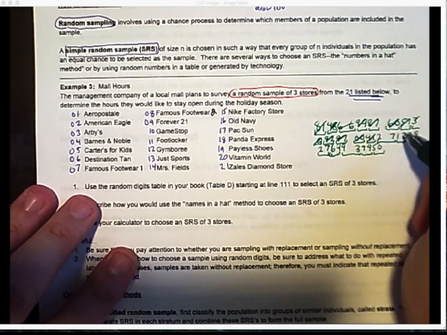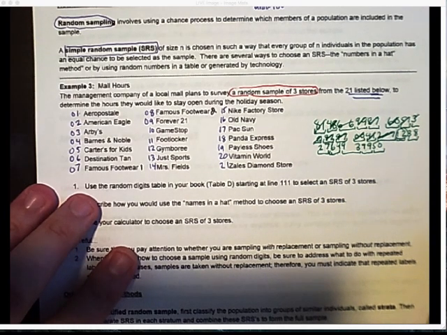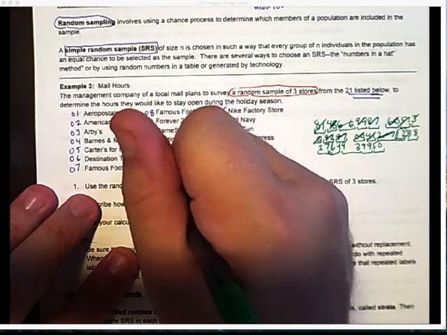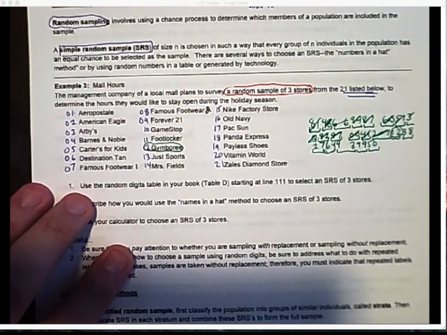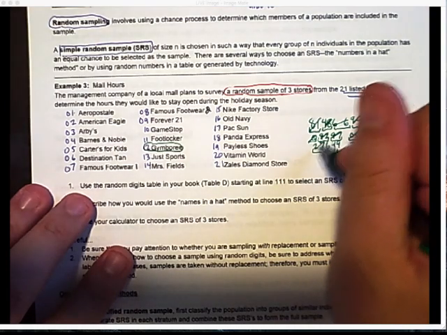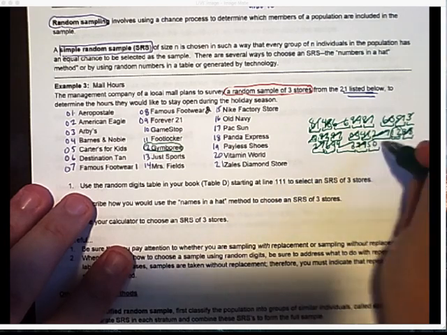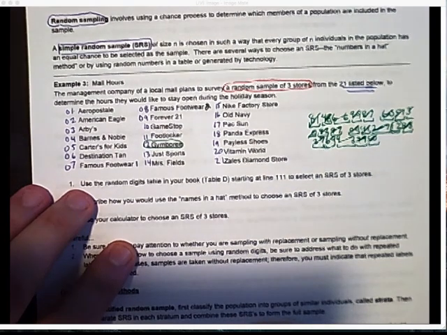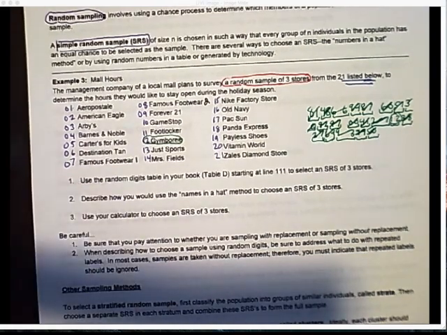There's no store that's 41. There's no store that's 27. But I do have a store that's 12. Okay. So Gymboree is a store that we can use. And I have 38. There's no 38. There's no 27. There's no 64. There's no 93. There's no 99. And there's no 50. So I only have one store when I started at that. So what I have to do, I have to go to the next row in my table.